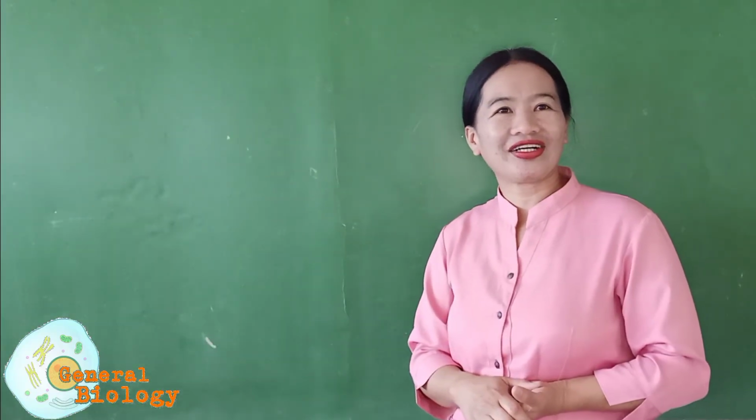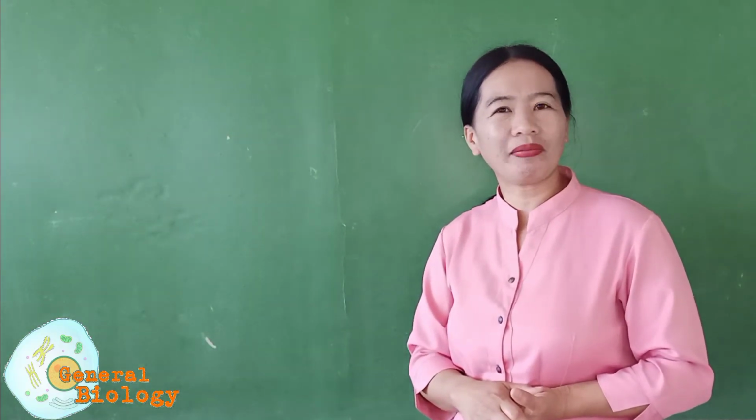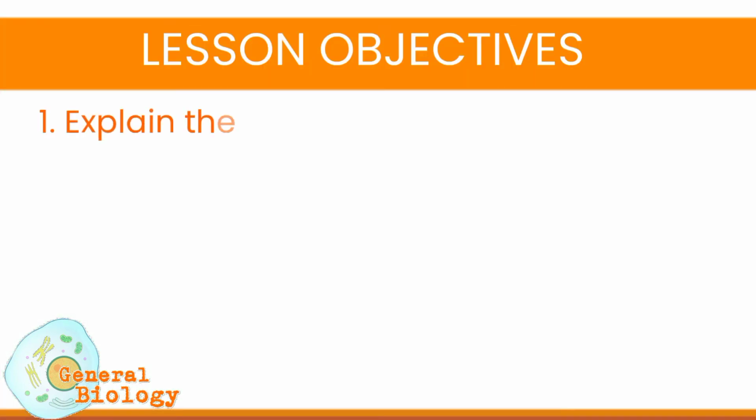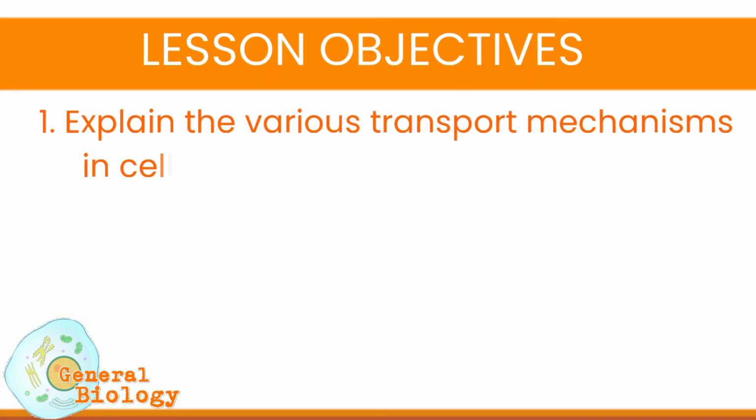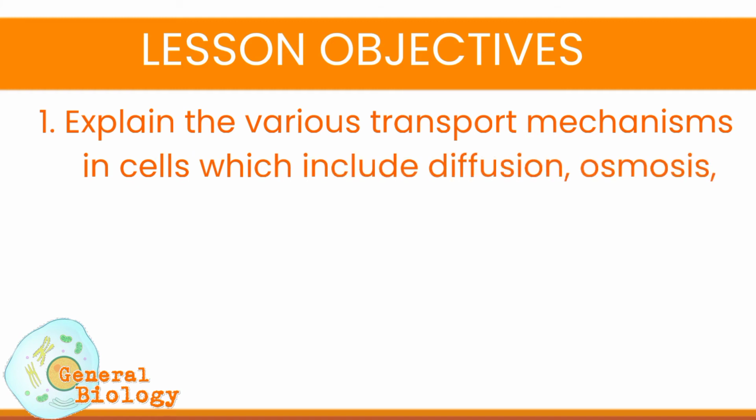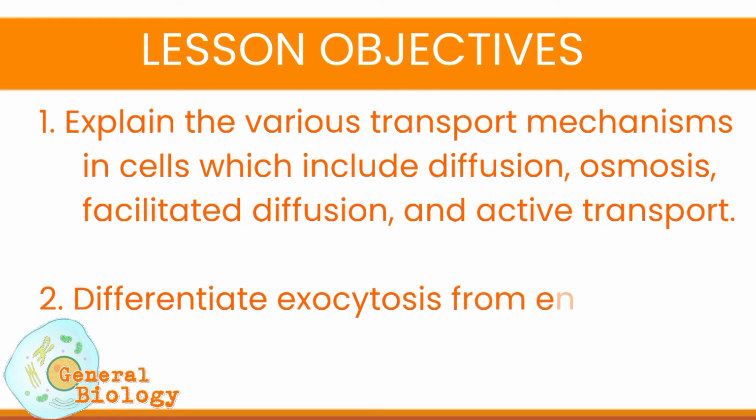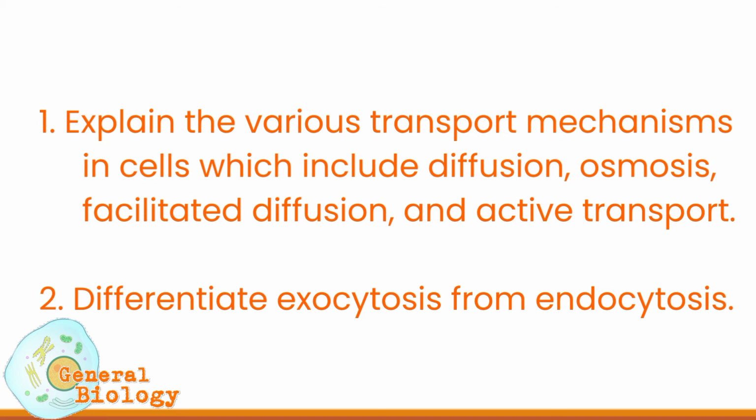In today's lesson, you are expected to be able to do the following. First, explain the various transport mechanisms in cells, which includes diffusion, osmosis, facilitated diffusion, and active transport. Second, you are expected also to correctly differentiate exocytosis from endocytosis.